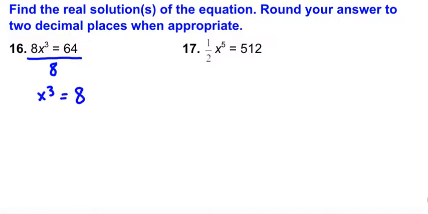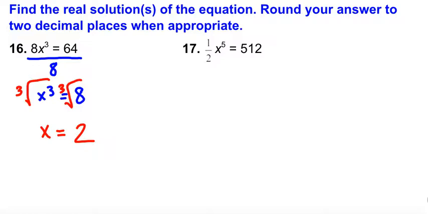Okay. How to get rid of a cube? Once again, we cube root. Is there a cube root of 8? If there's not, we're going to have to type it in our calculator, but there is. It is 2. Now, I do not need a negative because a negative 2 times a negative 2 times a negative 2 would give me a negative 8, and I don't want a negative 8, I want a positive 8. Okay, that was just like number 14.